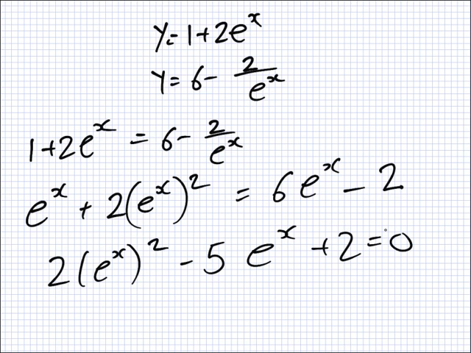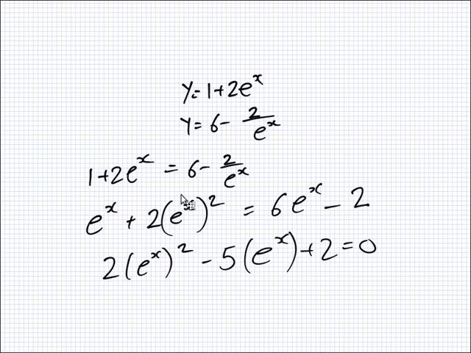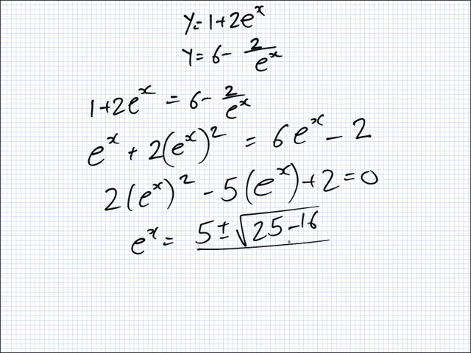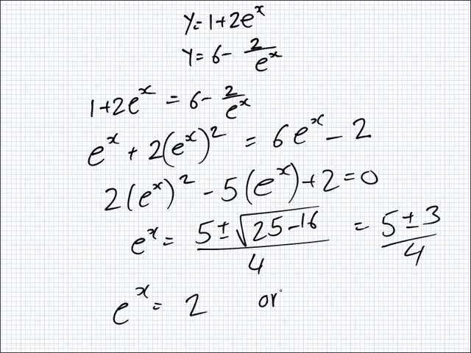Now what type of equation do I have? It's a quadratic again, isn't it? So now I have e^x equals minus b plus or minus the square root of b squared minus 4ac, all over 2a. That's 5. What's 25 minus 16? 9, isn't it? Plus or minus 3 over 4. So I get e^x equals 8 over 4, which is 2, or 2 over 4, which is a half. Now, does anyone know how to finish this, though?